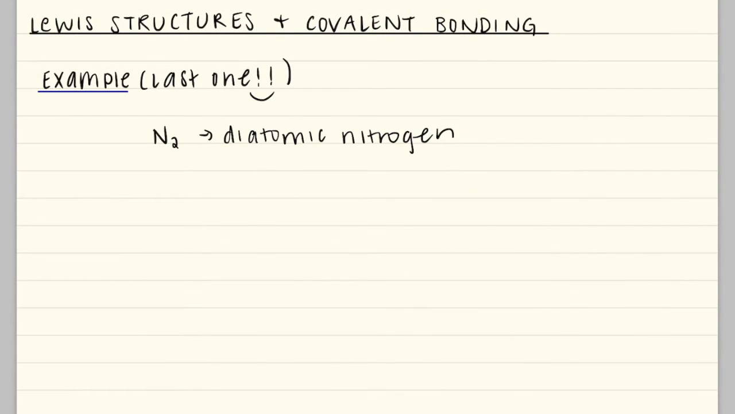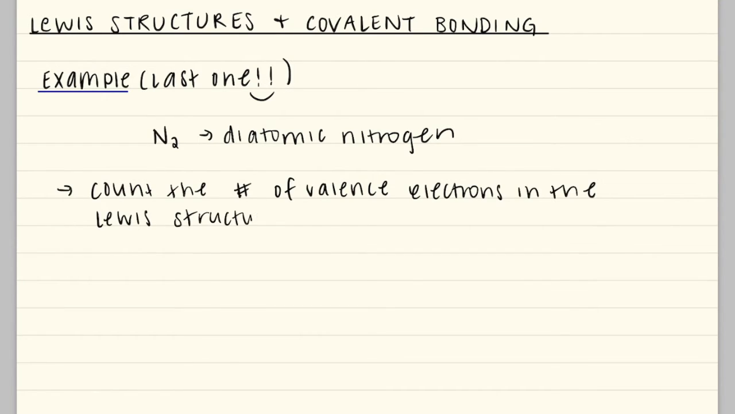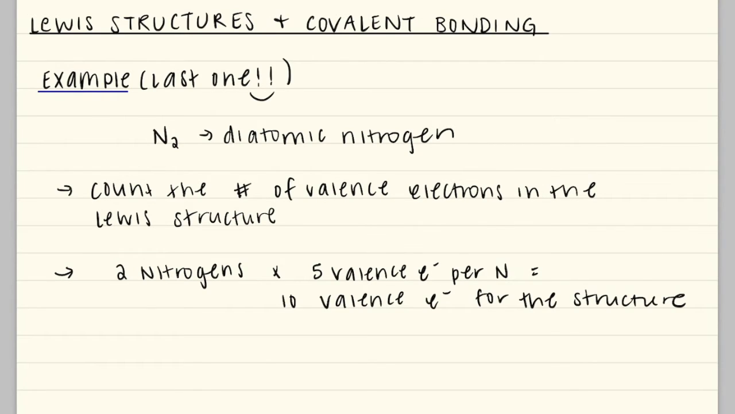Let's look at our last example. We will draw the Lewis structure of N2 or diatomic nitrogen. This structure is a bit different because it involves a triple bond. In the first step, we are going to count the number of electrons that will be present in the Lewis structure. In this case, we have 2 nitrogens and both nitrogens have 5 valence electrons. By multiplying by 2, we know that the Lewis structure should have a total of 10 electrons.